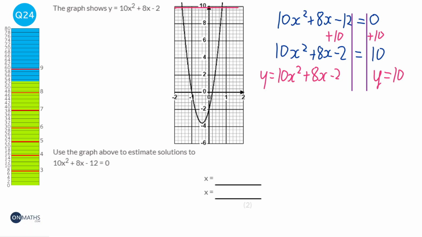Let's just make sure I get it nice. There we are. I need to move that up a little bit. There we are. And let's read off the values that gives us. So it comes down here, and it comes down here. So the values it comes down to are minus 1.6 and 0.8, and those are our solutions.